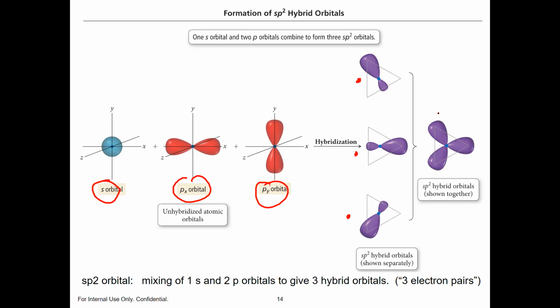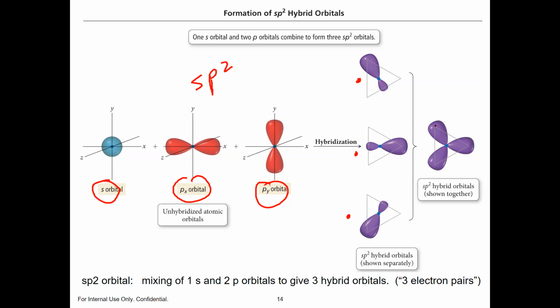What does that structure on the right look like? What does this look like in VSEPR? Trigonal planar? Trigonal planar. Exactly. Yes. Is that a coincidence, mixing an S and 2 P's? So this is sp2 hybridized.